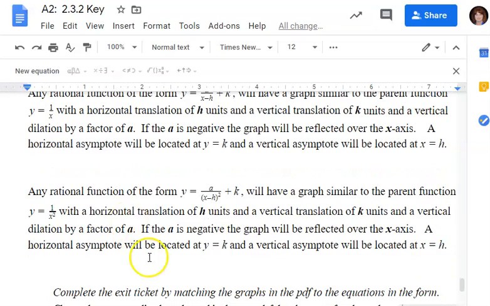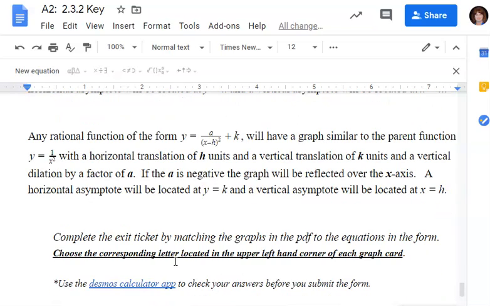The other type of rational function that we see a lot is y equals a over x minus h squared. This graph has a similar shape to y equals 1 over x squared, and you'll remember that has two branches, but there's nothing underneath the x-axis. We saw one like this in the last lesson. All of the rest of that is the same. So horizontal translations, h units, vertical translations, k units, dilation factor a, and reflected over the x-axis when a is negative, and so forth.